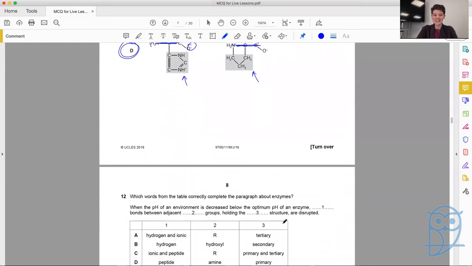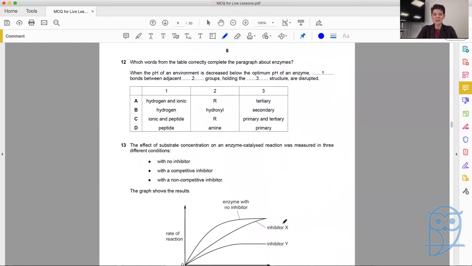So what's next? We're moving from proteins onto enzymes. Which words from the table correctly complete the paragraph about enzymes? When the pH of an environment is decreased below the optimum pH of an enzyme, something bonds between adjacent something groups holding the something structure are disrupted. Okay, so what are we looking for? What kind of bonds are going to be disrupted by our change in pH?